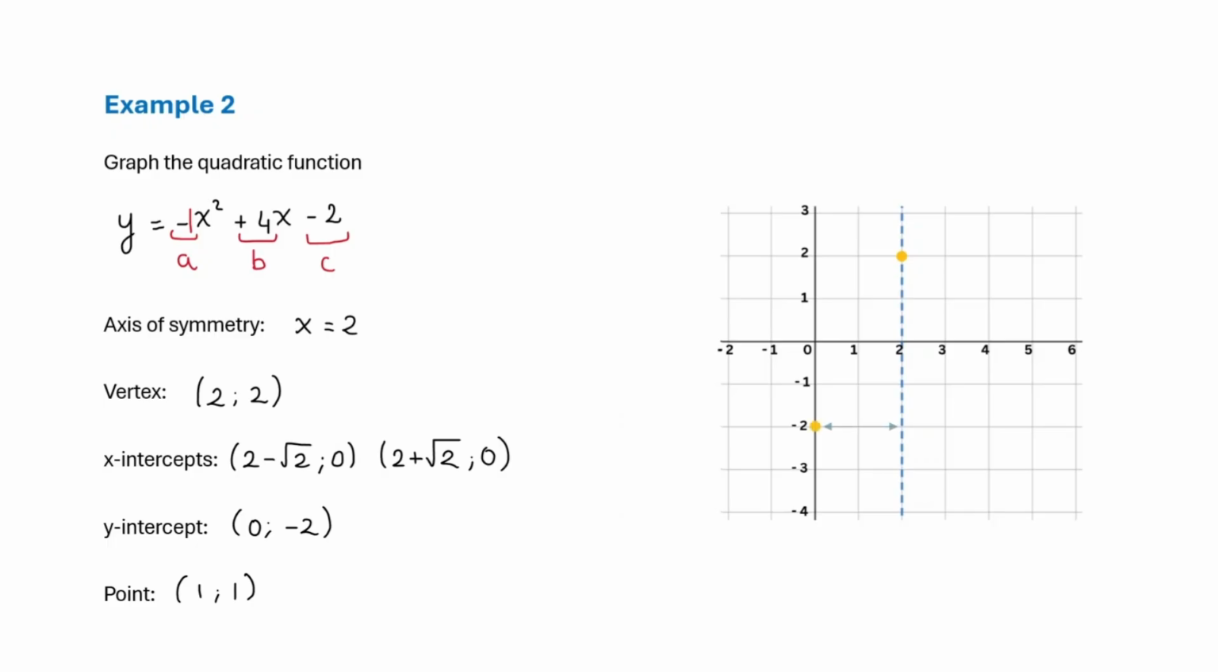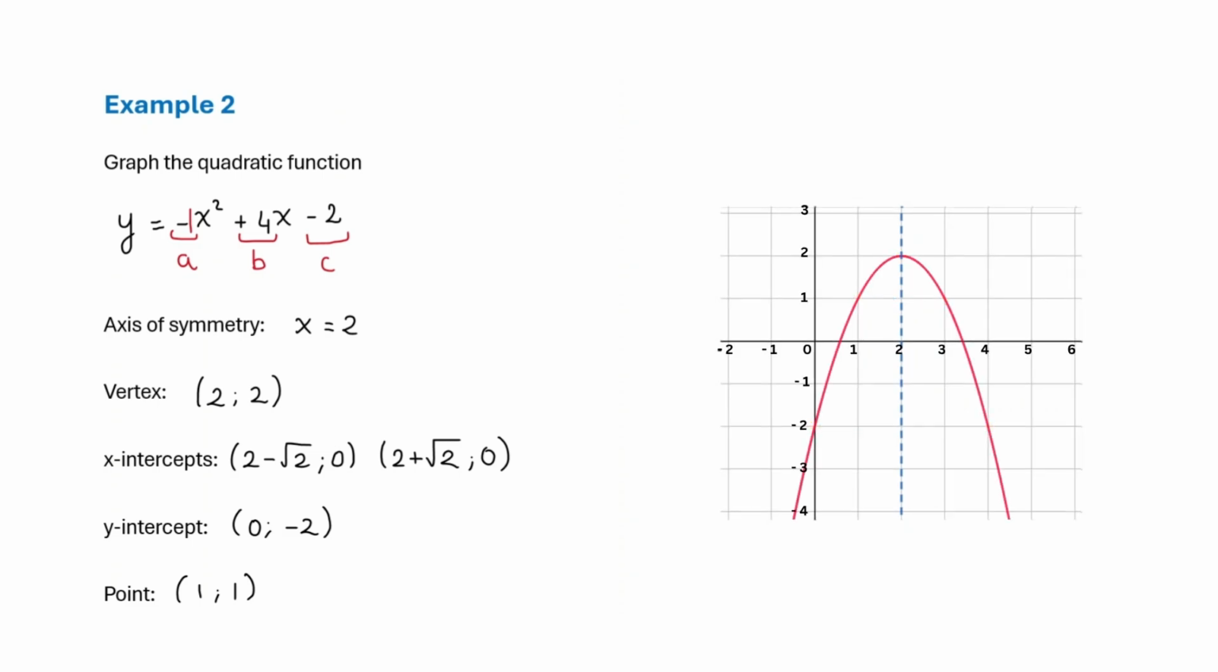This point is 2 units to the left of the axis of symmetry, so its matching point is 2 units to the right at 4, -2. We can also plot the additional point at 1, 1. It is 1 unit to the left of the axis of symmetry, so its matching point is at 3, 1.